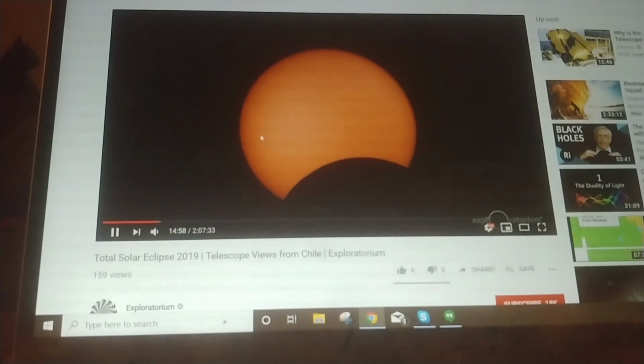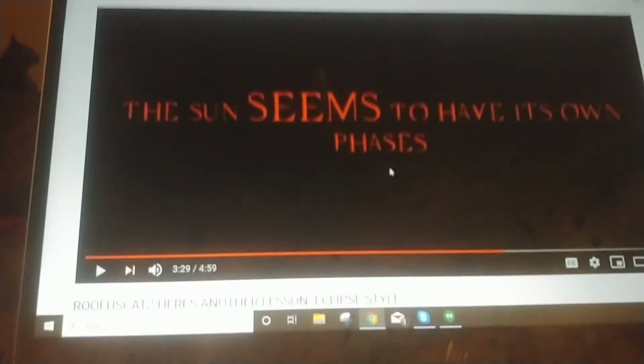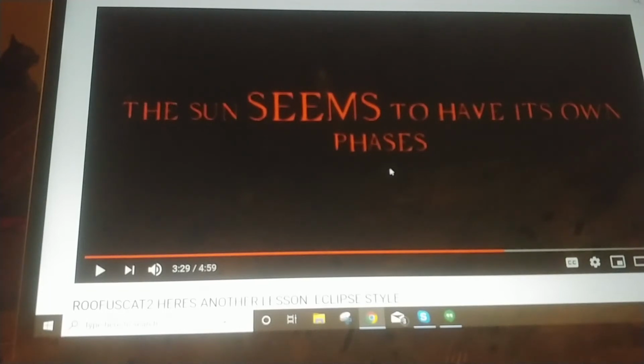And by the way, there's no such thing as solar phases. And since you're the one who made the positive assertion, the sun seems to have its own phases, that's a positive assertion, dude. You just burdened yourself with another burden of proof. If you're going to make positive assertions like this, you're going to have to prove that. It comes with a burden of proof. Once again, bro, the ball is in your court.